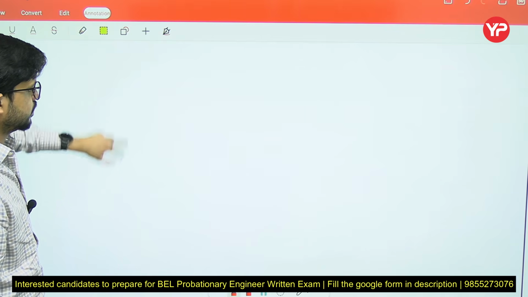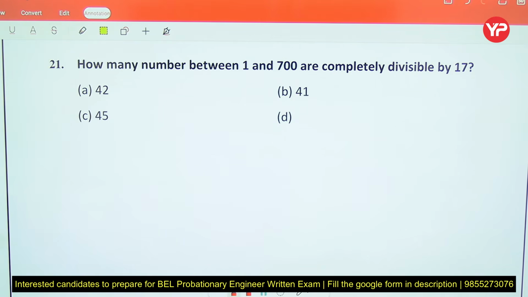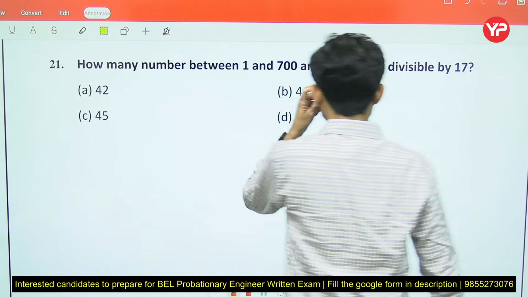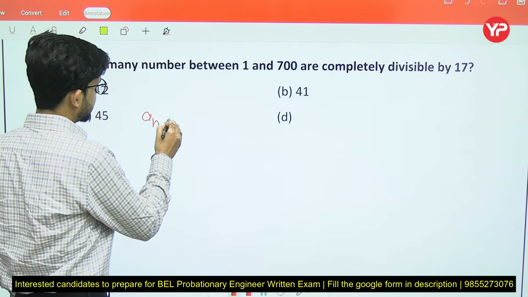Next question. How many numbers between 1 and 700 are completely divisible by 17? So this is an AP method we have to use here.